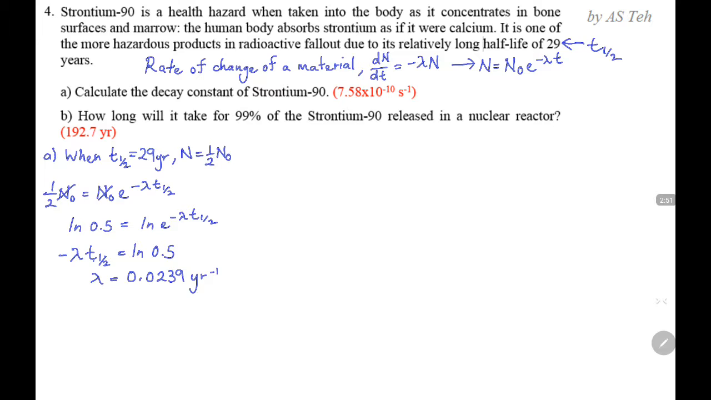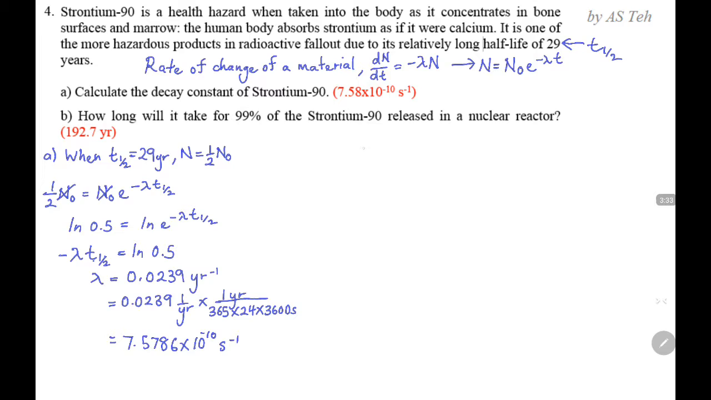Okay, the answer is put in seconds, so all you have to do is convert your units. 0.0239 per year: I want to get rid of year and have it in seconds. So 1 year has 365 days, 24 hours in a day, and 3600 seconds. This should give you the answer of 7.5786 times 10 to the power of negative 10 per second.